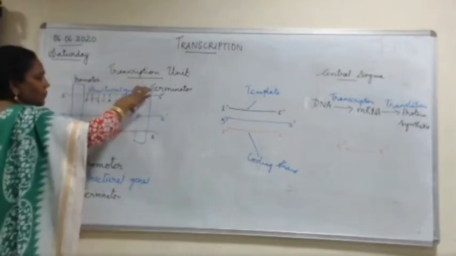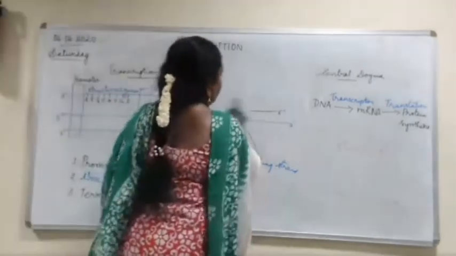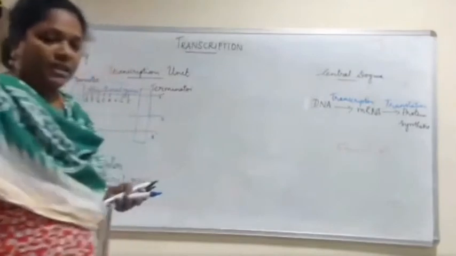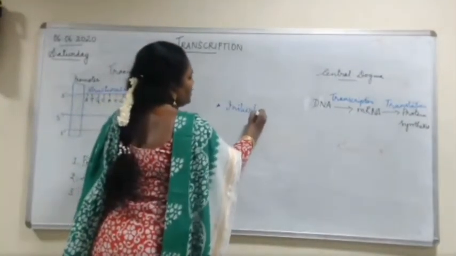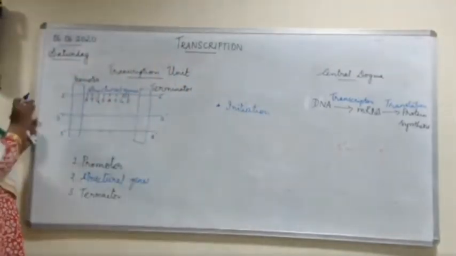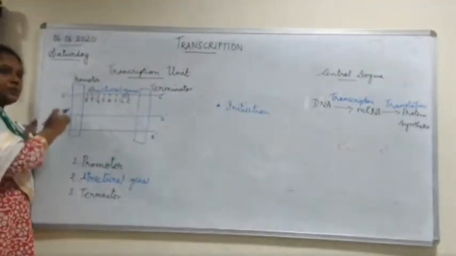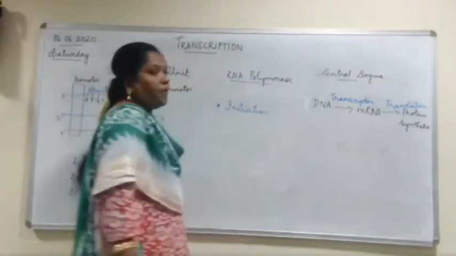How is that copied? With the help of 3 steps. First step, you call it initiation. What do you call it? Initiation. First step involved in transcription is initiation. What is initiation? Starting. Something which initiates the process, something which helps in starting the process of transcription. What is that? RNA polymerase is involved.